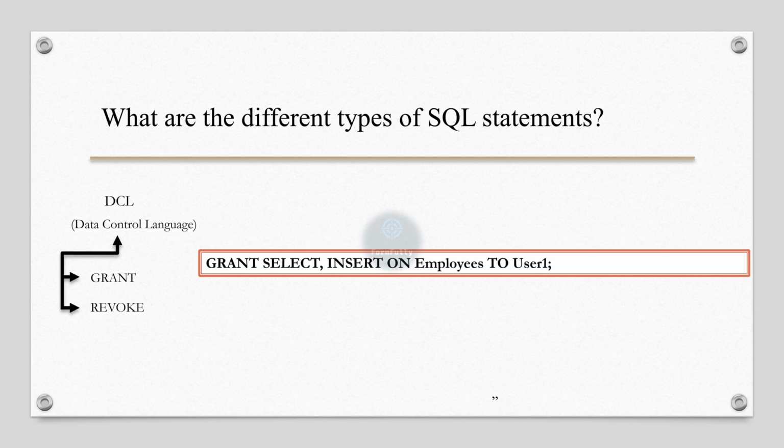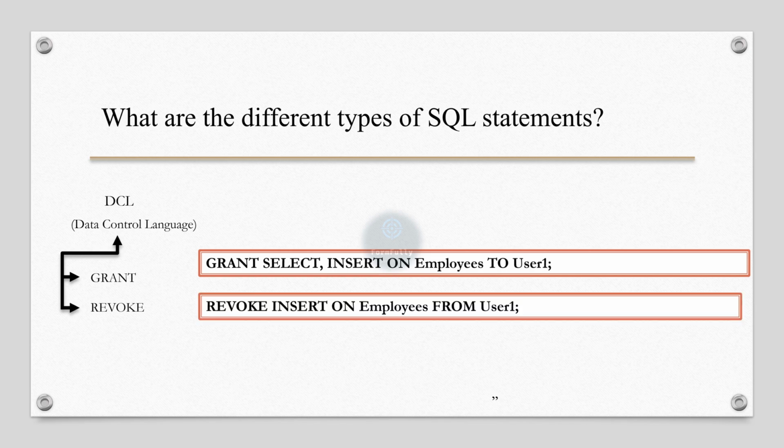on table employee to user 1. Next is REVOKE. The REVOKE command in SQL is used to remove previously granted privileges from a user or role. It essentially undoes the effects of the GRANT command. So in the given example, to revoke the privilege of inserting data into the employee table, we are using this command: REVOKE INSERT ON employee FROM user 1, so that user 1 in the future is not able to insert data into the employee table.